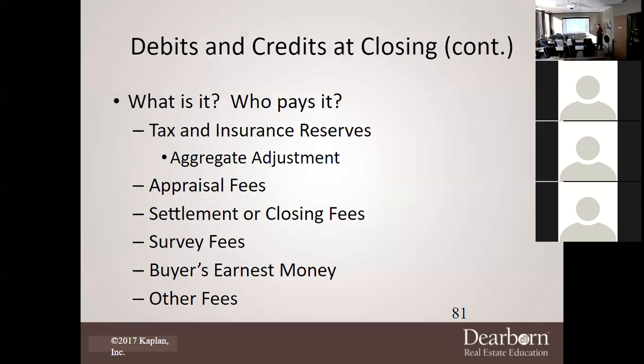What about, Mr. Eugene, the tax and insurance reserves? That's gonna be the buyer. No, it's going to be both, because it's prorated, remember? Of course, the buyer's going to pay it at the end, but it's prorated. Appraisal fees, Mr. Grossman? The buyer. Mr. Stahl, the settlement and closing fees? It depends. Could be both. Survey fees? Depends.